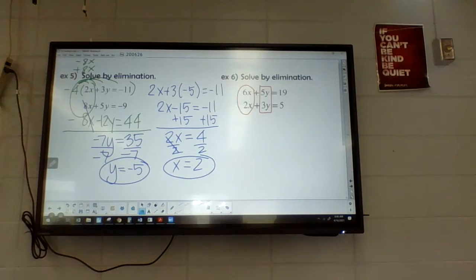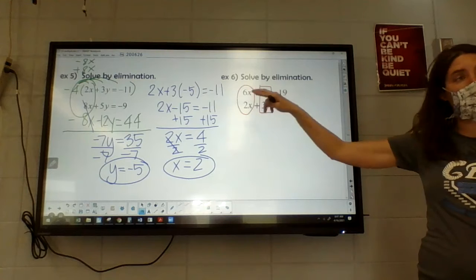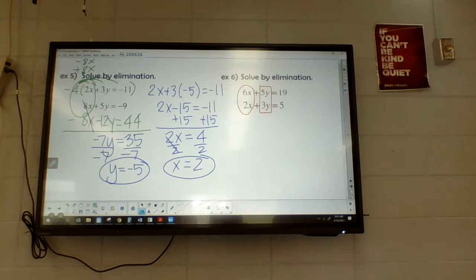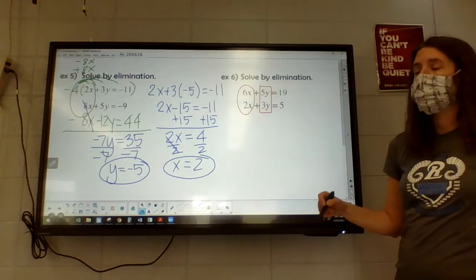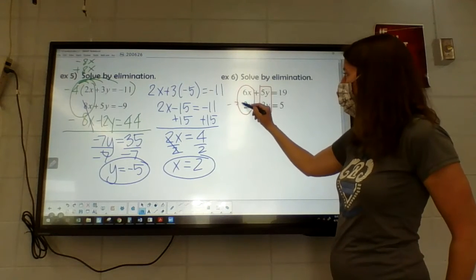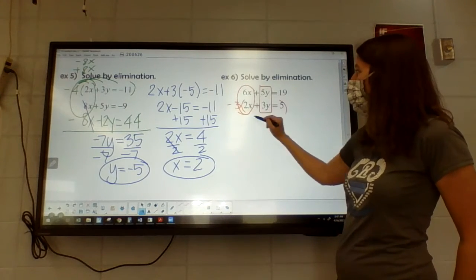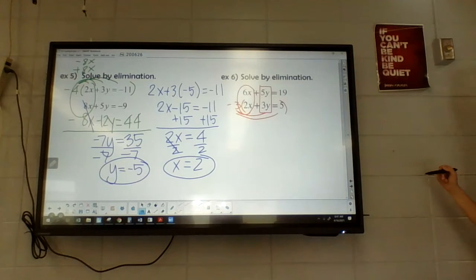Now I'm going to play devil's advocate for a second here. 5 and 3. 3 can't become 5 by multiplication. So I'd have to change both 3 and 5, so I'd probably not use that one. But 6 and 2, 2 can easily become a 6 by multiplying by 3. But remember, we like them to be opposite signs. So what are we going to do to that bottom row? Multiply it by a negative 3. Very good.